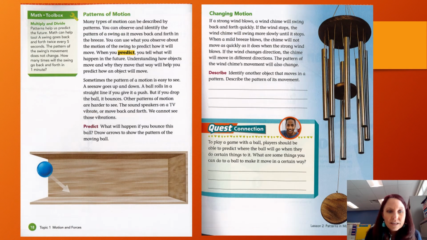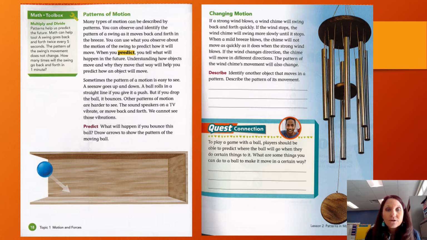Okay, follow along on page 18. At the top it says patterns of motion. Many types of motion can be described by patterns. You can observe and identify the pattern of a swing as it moves back and forth in the breeze. You can use what you observe about the motion of the swing to predict how it will move. When you predict, you tell what will happen in the future. Understanding how objects move and why they move that way will help you predict how an object will move.